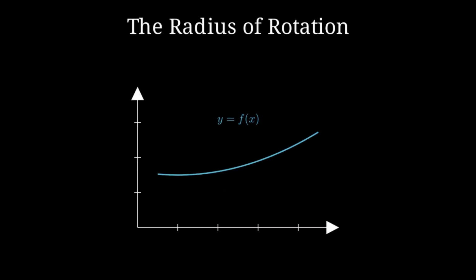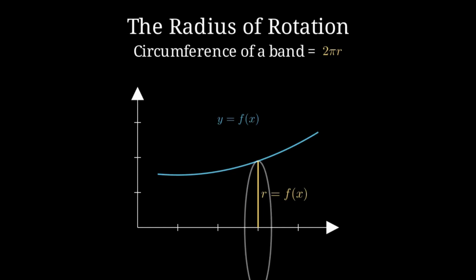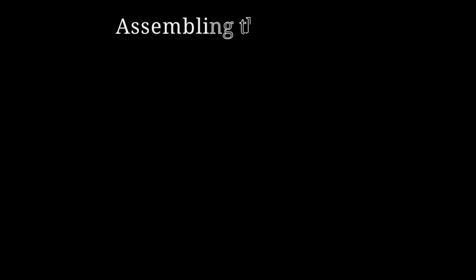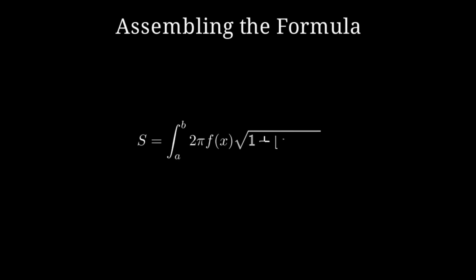As the curve rotates, every point at height f(x) travels in a circle. The circumference of this circle is 2 pi times the radius. In this case, the radius is simply the value of the function, or f(x), at any given point along the x-axis. By combining the circumference of the rotation with the arc length element, we arrive at our general formula.